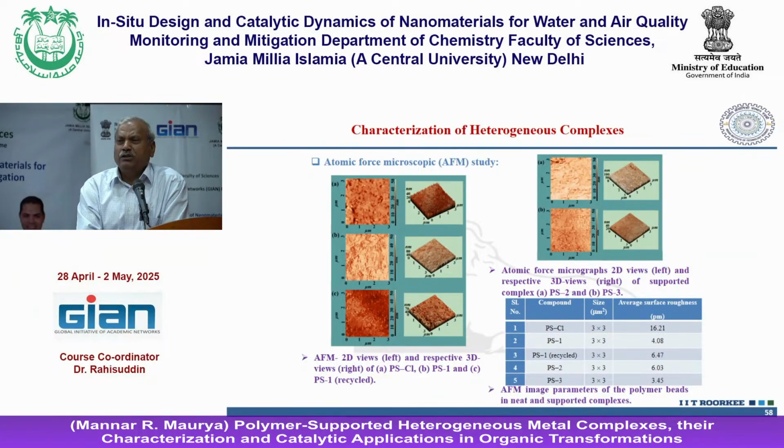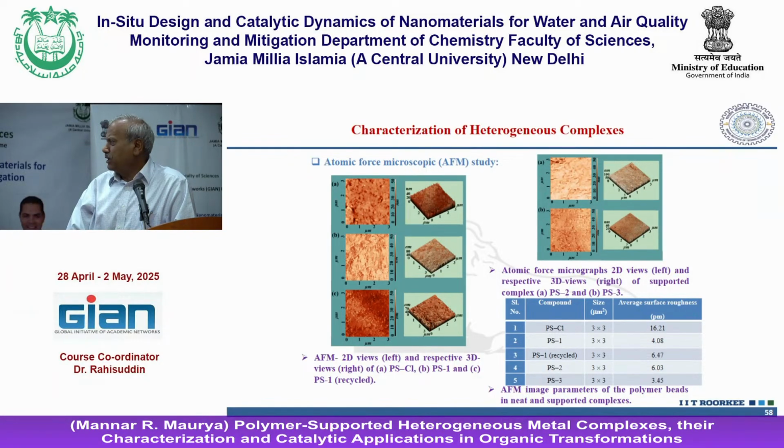When you do the reaction in the beginning, when you have AFM, the metal centers and everything are aligned well. Sharpness you will see in the beginning, and then roughness and height you can see here. Average surface roughness is 16.21, and when you have PS1, that is the catalyst, then the surface roughness has gone down to 4.0 because of the complex formation.